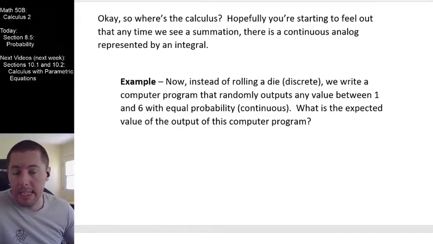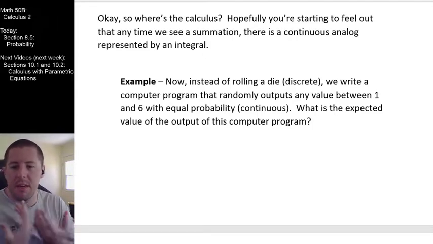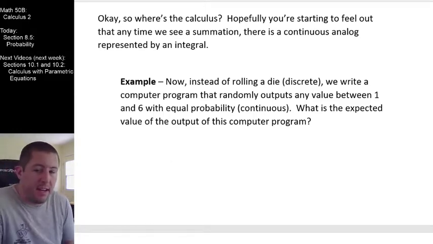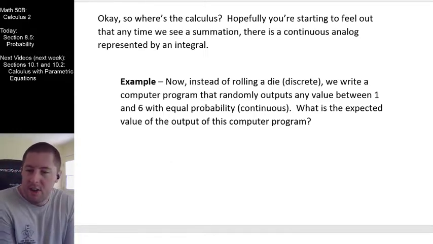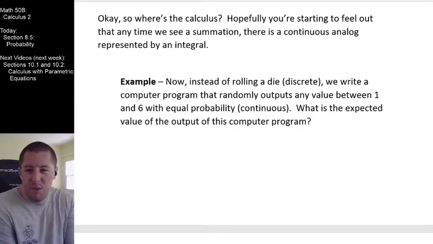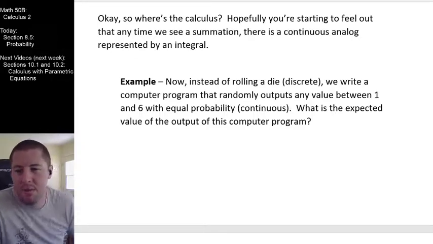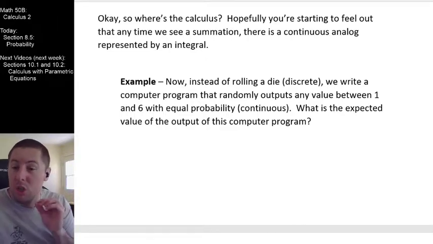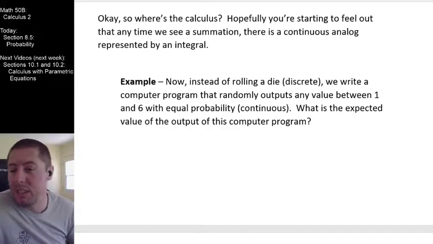Now, instead of rolling a die, which has 6 discrete outcomes, we're going to write a computer program that's going to randomly output any value at all between 1 and 6 with equal probability. It's certainly the case that a computer is limited in the degrees of accuracy it can maintain. But we're thinking there's at least more than trillions of possible outcomes that our computer can distinguish between 1 and 6. So in my mind, it's not truly continuous, but it's really, really close.